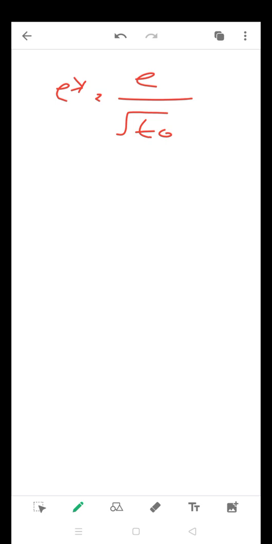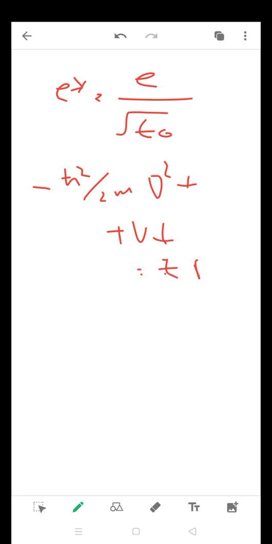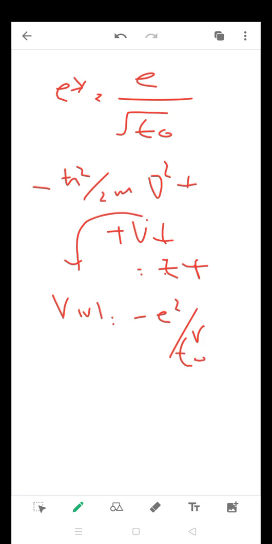Now, to solve this, the whole idea of impurity, we need to solve the Schrodinger's equation. That is minus h cross squared by 2m del squared psi plus V psi is equal to E psi. This is your typical Schrodinger's equation. This V here is the Coulomb potential we are talking about. So V(R) is equal to minus e squared by R into epsilon 0.